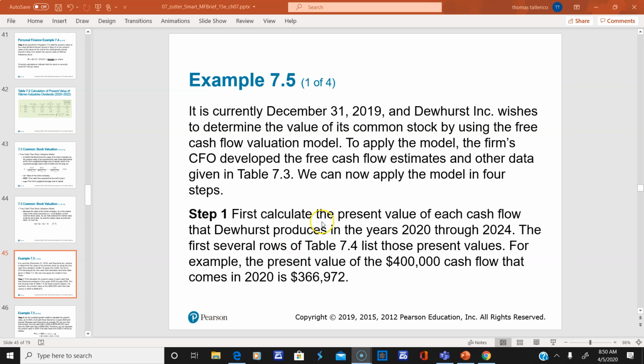Okay, so step 1, first calculate the present value of each cash flow that Dewhurst produces in the years 2020 through 2024. The first several rows of Table 7.4 list those present values. So again, this is in your book, so you can just go over it several times. The present value of the $400,000 cash flow, if you use Excel, you should get that number. If you don't, email me, and again, I will help you.